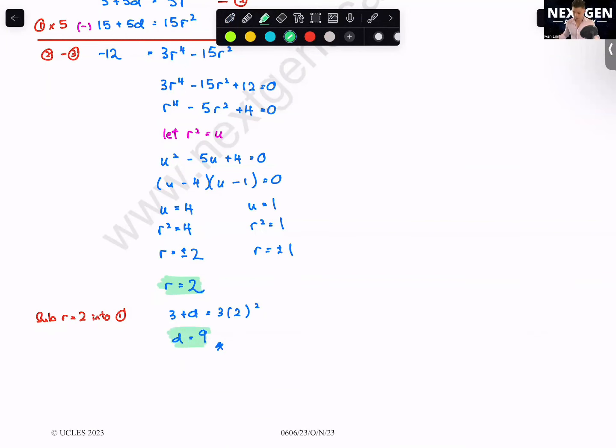Go and calculate your marks. I'll send this to y'all. So this is the end of October 2023, paper 2-3. We'll move on to our next agenda.